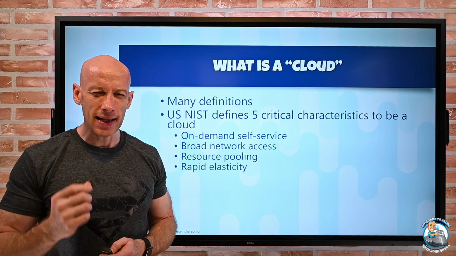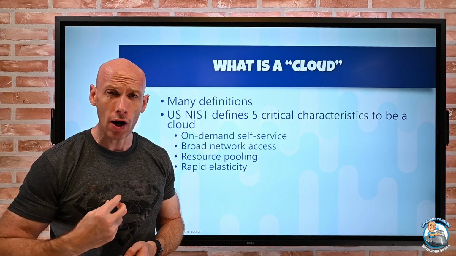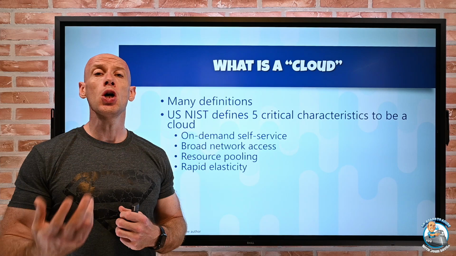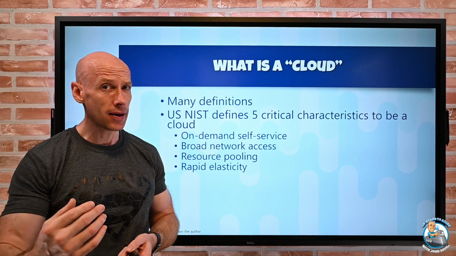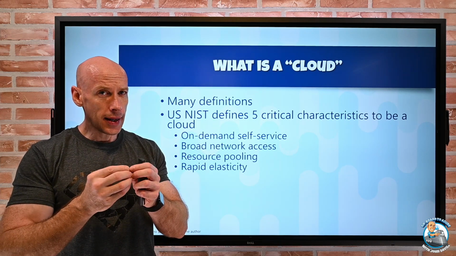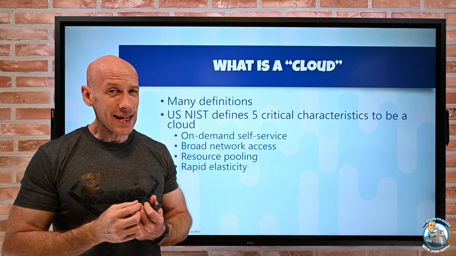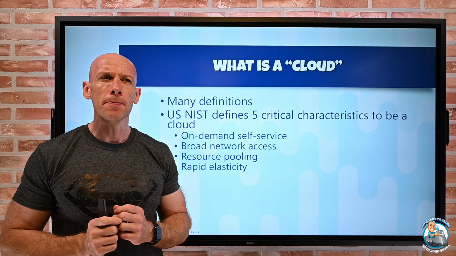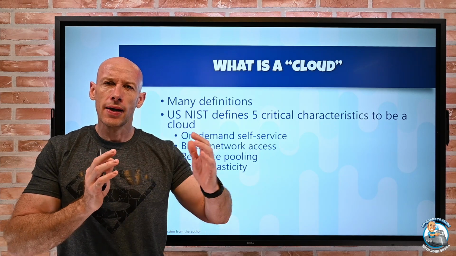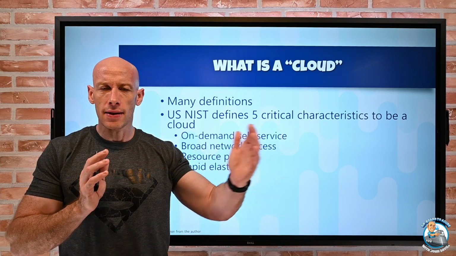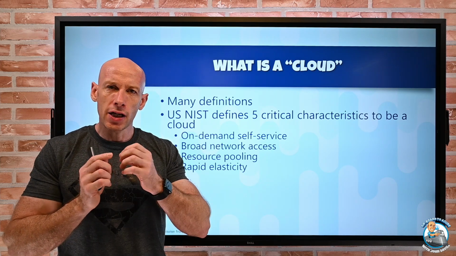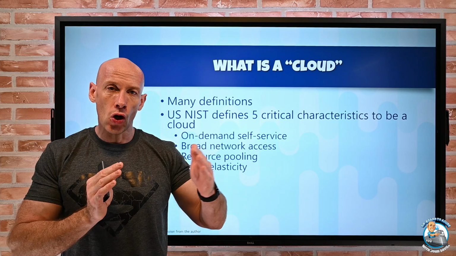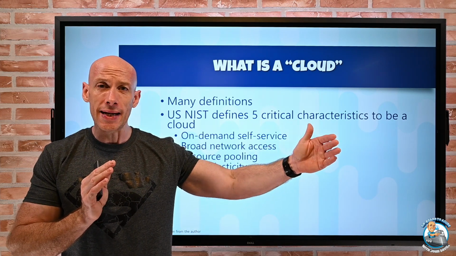Rapid elasticity. Now this comes from the fact that we're pooling our resources. We have a larger amount of resource available to us. And when I have that, well, now I can burst. So elasticity means rather than just having this fixed amount of resource, I can scale out, and I can scale back in again. I can change my capacity on demand based on the resource requirement needs.